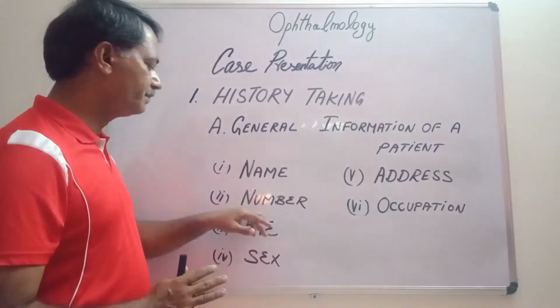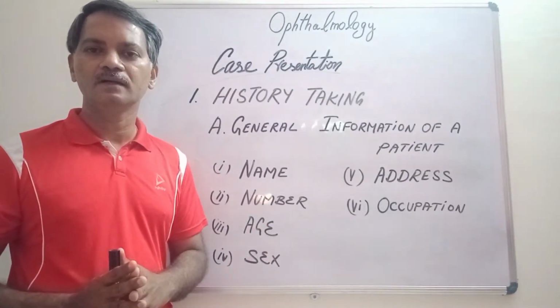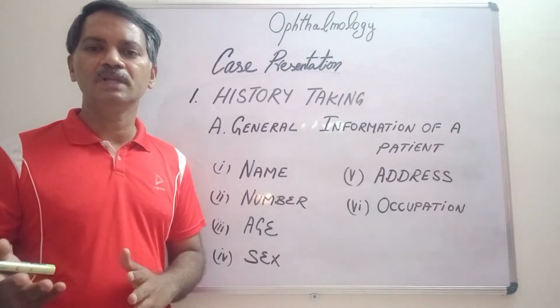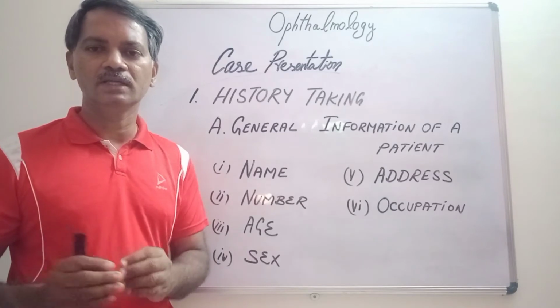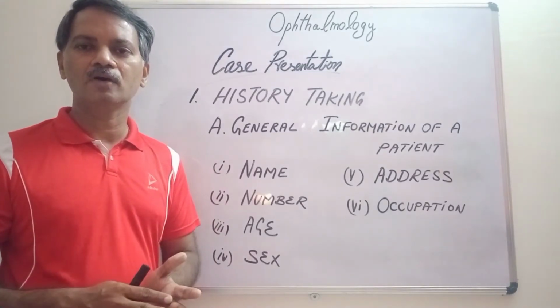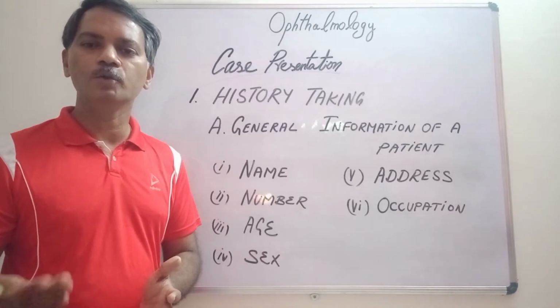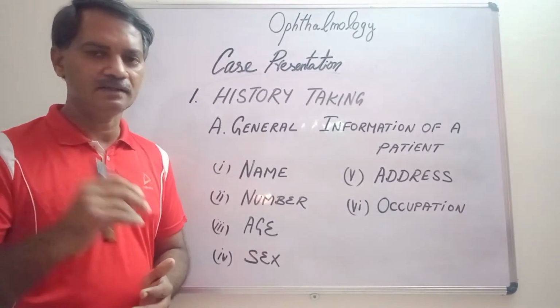Second is the number of the patient. As our country is hugely populated, too many people are having a similar name. To identify them particularly, we can either use a separate outpatient number or an inpatient number, or you can use the Aadhaar number itself to identify them correctly.